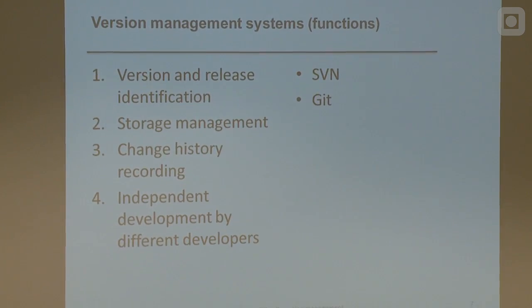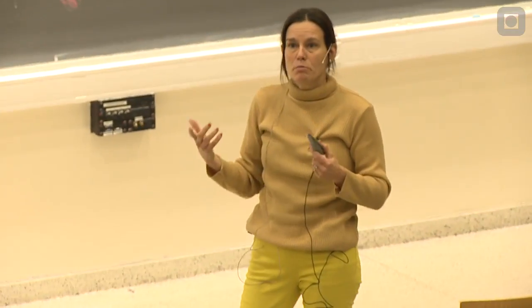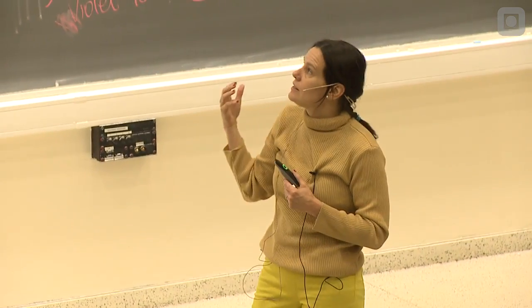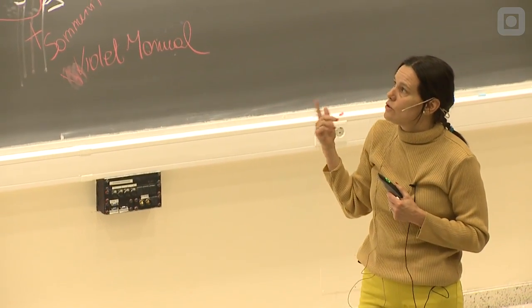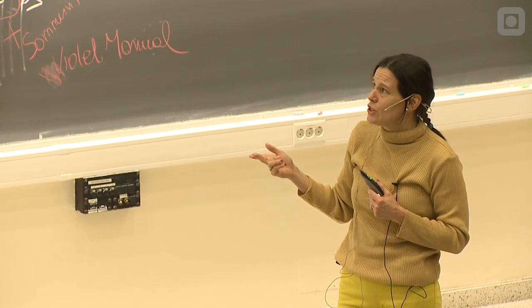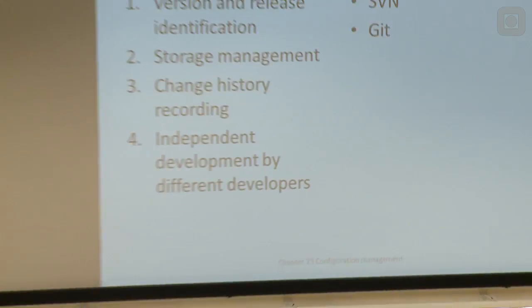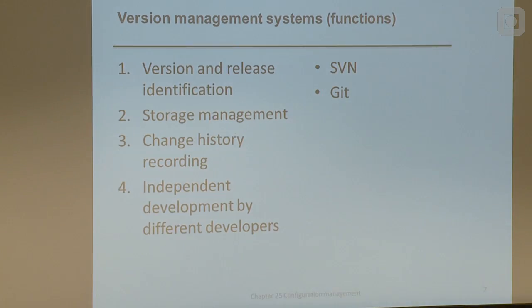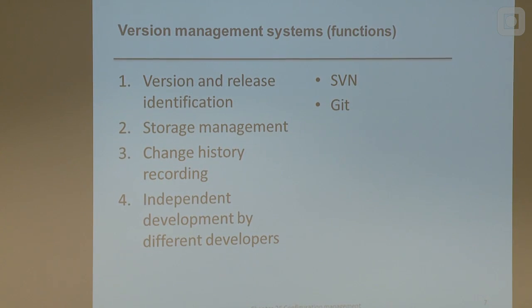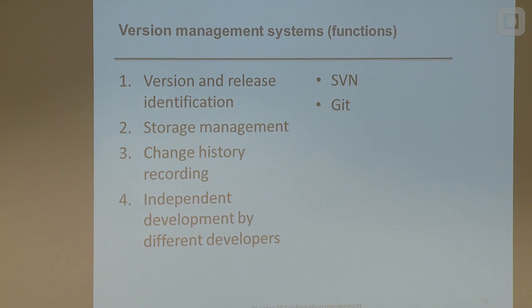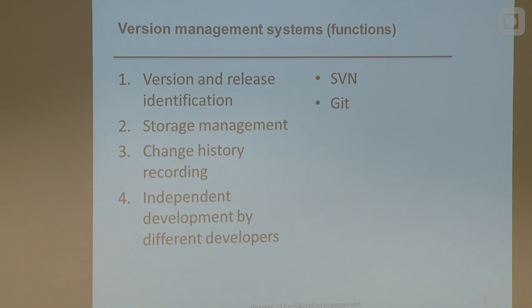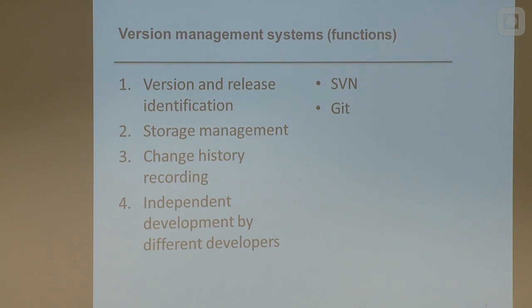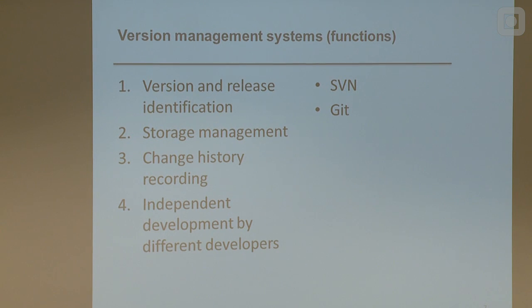And these systems are different, of course, but they both implement these functions that are version identification, storage management, change history recording, and independent development by different developers. And we will see how these functions are described at an abstract level, and I also try giving you an example of how these functions are implemented in Git, which I believe is simpler than SVN, but yeah, it's my opinion.